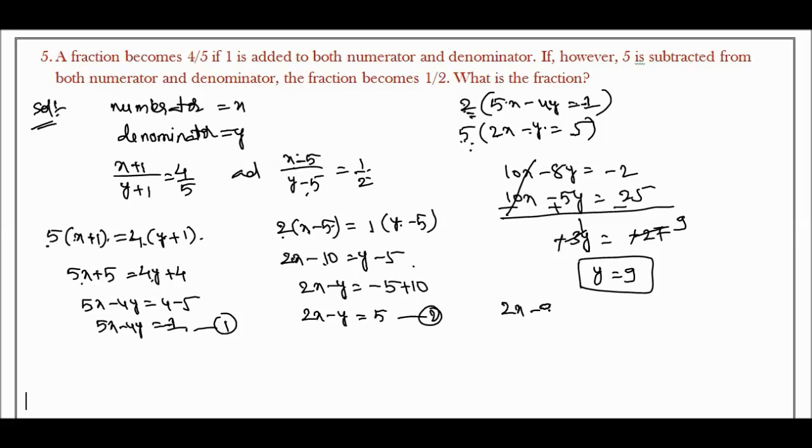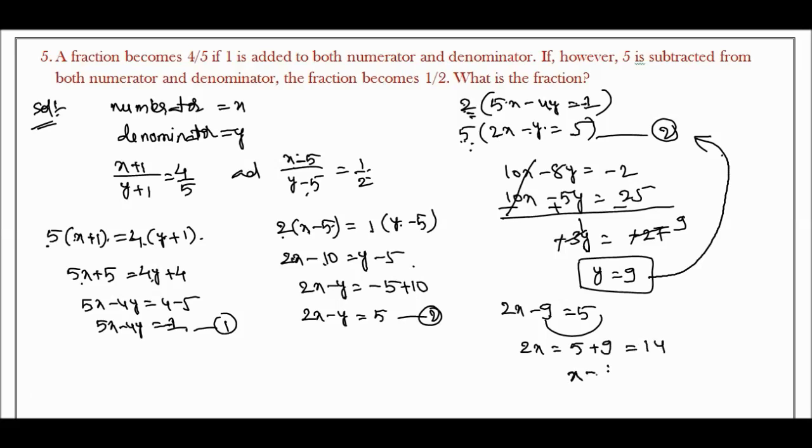2x minus 9 is equal to 5. So 9 will go in the second equation, I am saying I am substituting y in the second equation. So 9 goes here and 2x is equal to 5 plus 9, which becomes 14, and x is equal to 14 divided by 2. So 2 sevens are 14, the answer is 7 here. So x is equal to 7 and y is equal to 9.